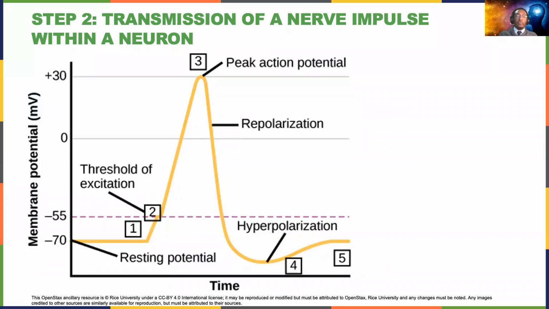So there are five basic steps in the action potential that allow or explain the movement of a neural signal in the nervous system. These five steps are very, very important. Make sure to know these for the quiz.